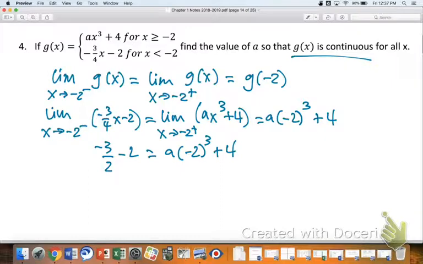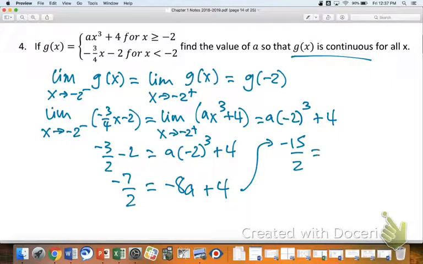Negative 3/2 minus 2 should be negative 7/2. This is negative 8a plus 4. And now it's just a matter of subtracting 4 and dividing by negative 8. So if I subtract 4, let's see, it'd be negative 8/2, so negative 15/2 equals negative 8a. If I divide by negative 8, I'm coming up with 15/16 is a. Did I do my arithmetic right? Yeah, you guys agree? Okay.